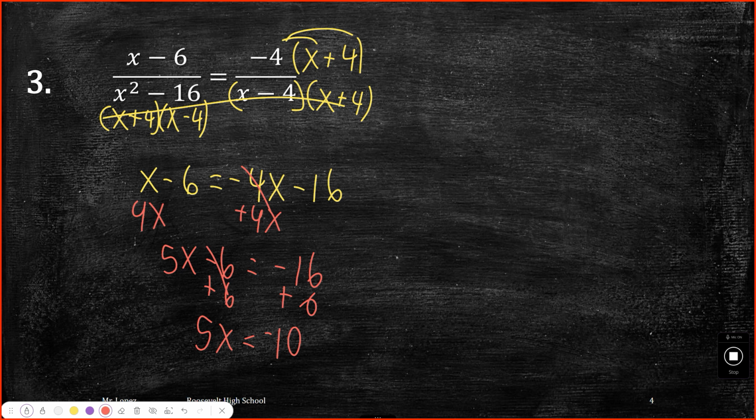negative 2. You could do mental math on the last one, yes or no? 5 times negative 2 is negative 10, x equals negative 2. And there's your answer. So I'll tell you, I much prefer doing it like this, if it's possible.